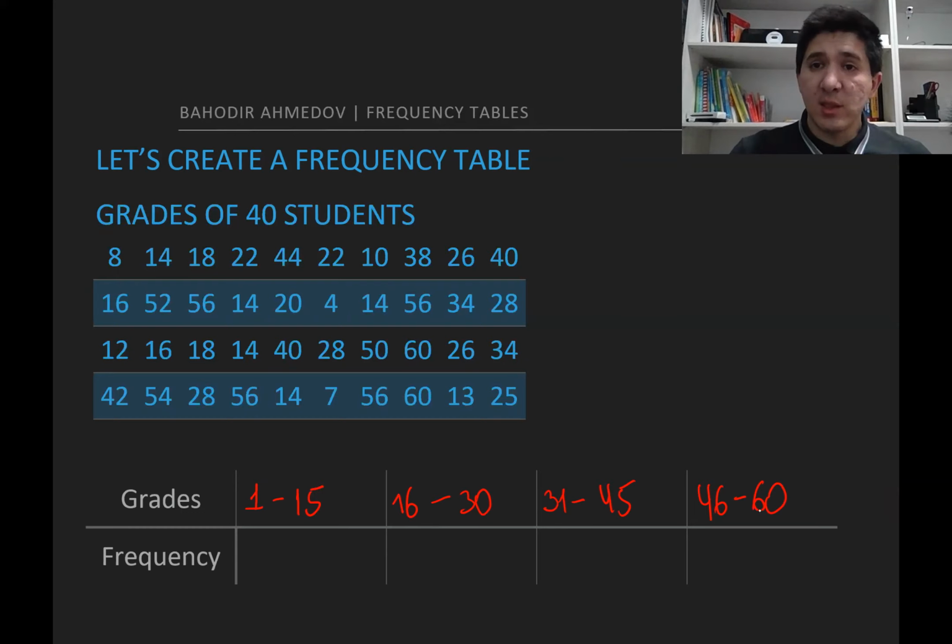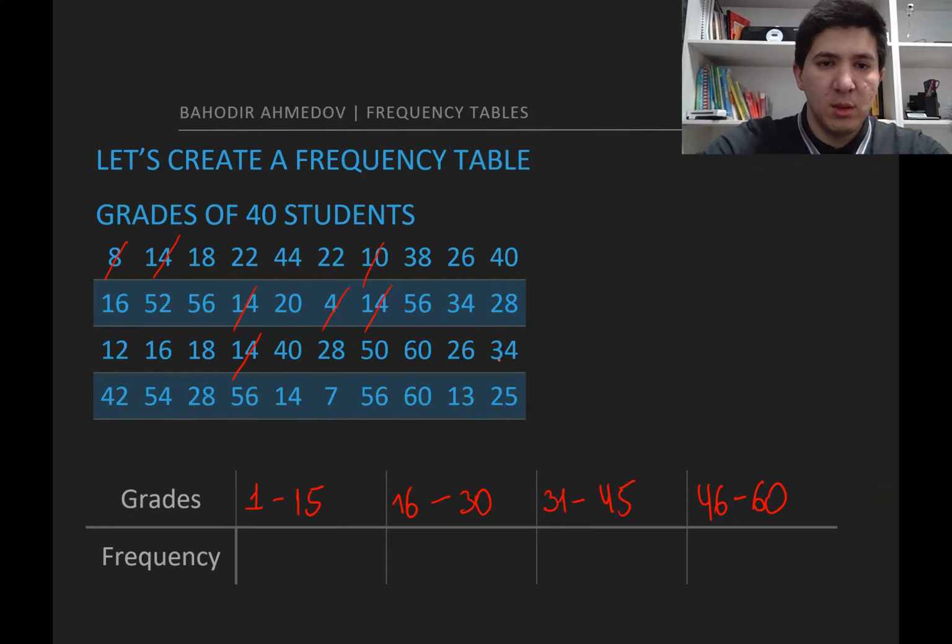So in this case, the class width is equal to 15, right? If you choose any two classes, the difference between two consecutive lower class limits is equal to 15. Now we need to go through the data points and count how many data points belong to the first class, between 1 and 15. Let's count this: 1, 2, 3, 4, 5, 6, 7, 8, 9, 10. So 10 students have got grades between 1 and 15.